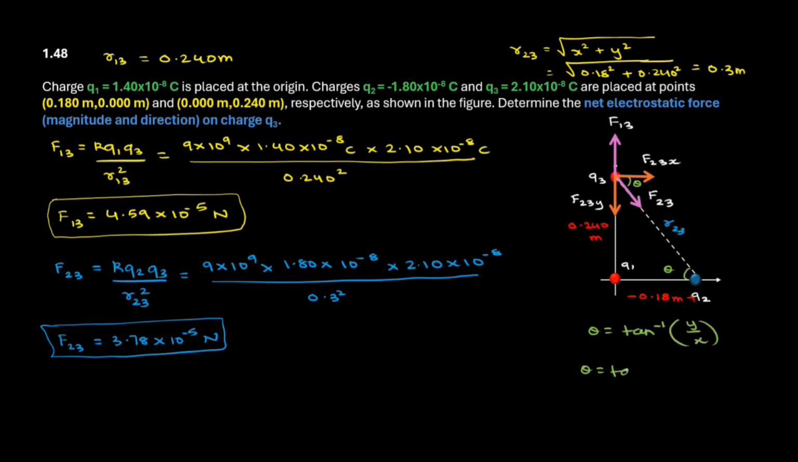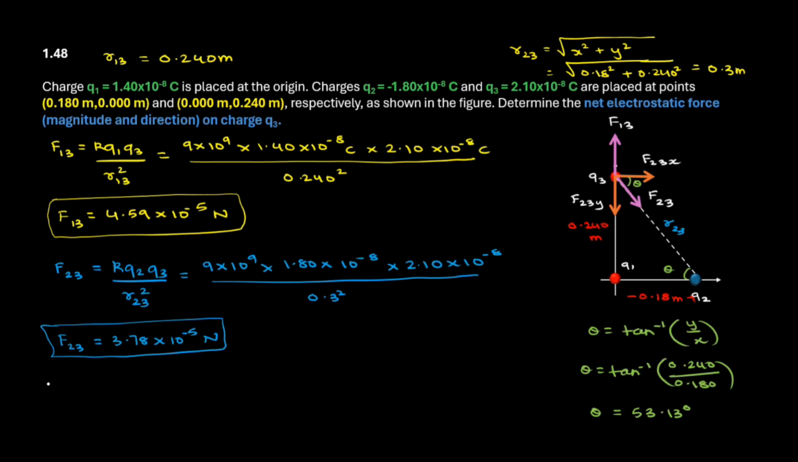So that will be tan inverse. Y component is 0.240. X component is 0.180. And when you solve for this, you get theta as 53.13 degrees. I can use this value of theta to find the component of F23.